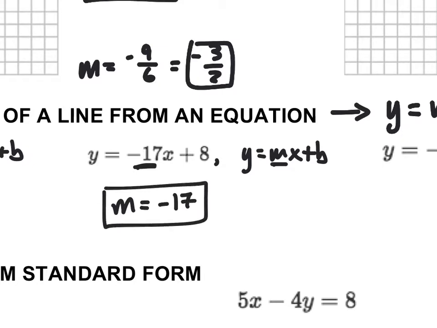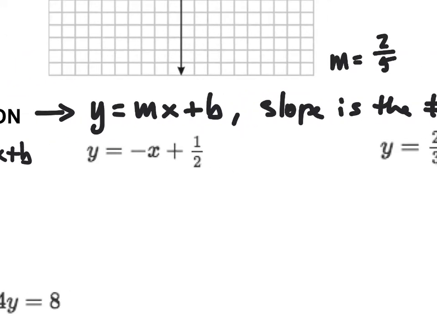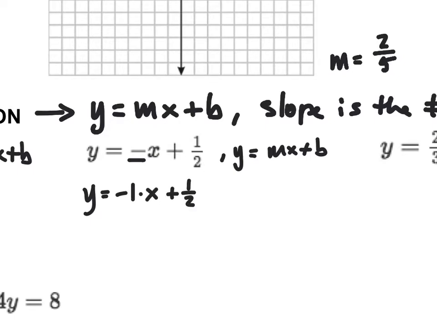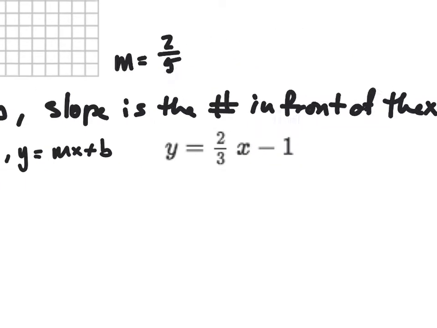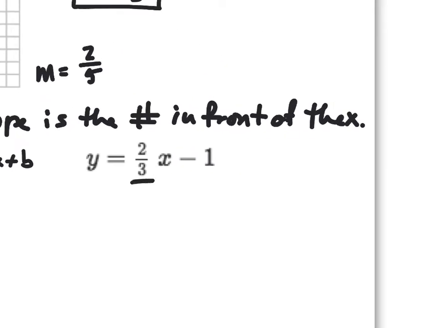All right? Okay, on the next one, this one's a little bit tricky. Thinking of y equals mx plus b, when I look at this, I just have a negative sign out there. Now, if I were to rewrite this, I'd write negative 1 times x and then plus 1/2. And so my slope m is equal to negative 1. All right? And on the last one, just looking at the number in front of the x, m is equal to 2/3.